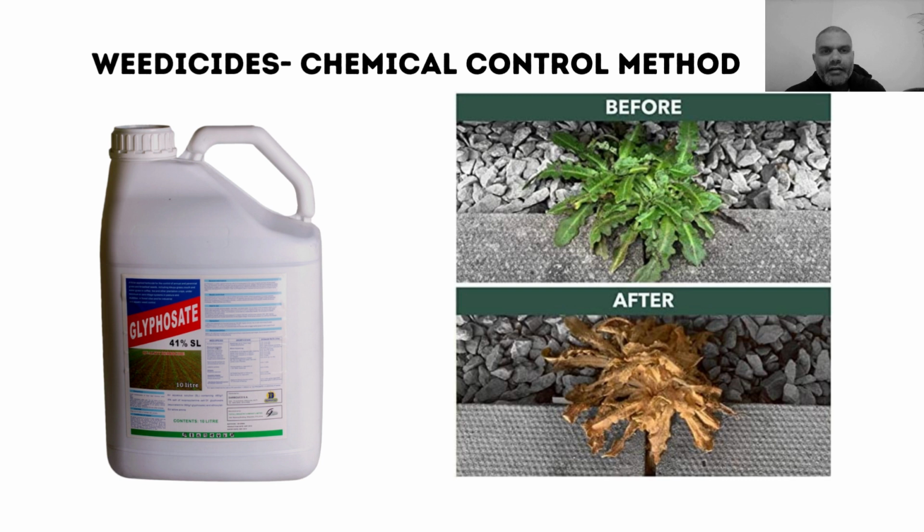Here is an image of glyphosate. Glyphosate is a commonly used herbicide, and you can see a plant before and after the application of glyphosate. As I said before, herbicides don't selectively kill plants, they kill all plants that they come into contact with, and therefore cannot be used indiscriminately. We have to use them at specific phases where we don't mind killing all plants that are present there.